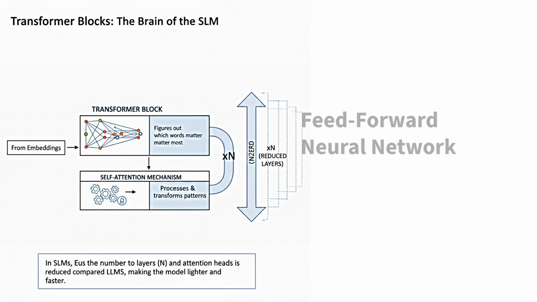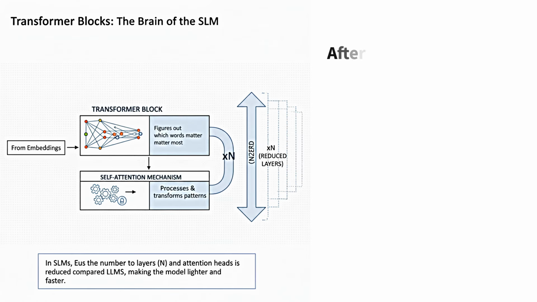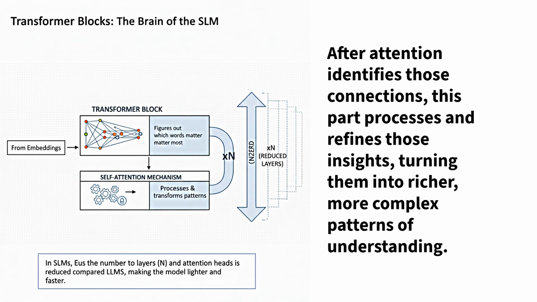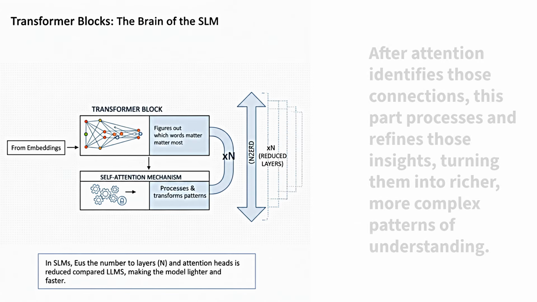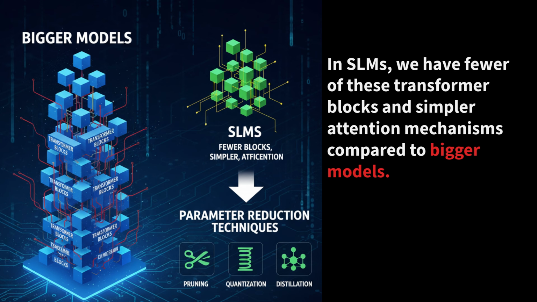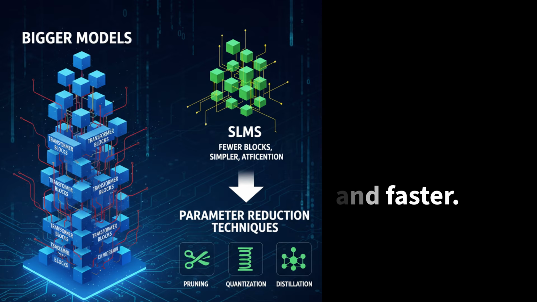The feed forward neural network is the second mechanism. After attention identifies those connections, this part processes and refines those insights, turning them into richer, more complex patterns for understanding. In SLMs, we have fewer of these transformer blocks and simpler attention mechanisms compared to bigger models. That's what makes them lighter and faster.